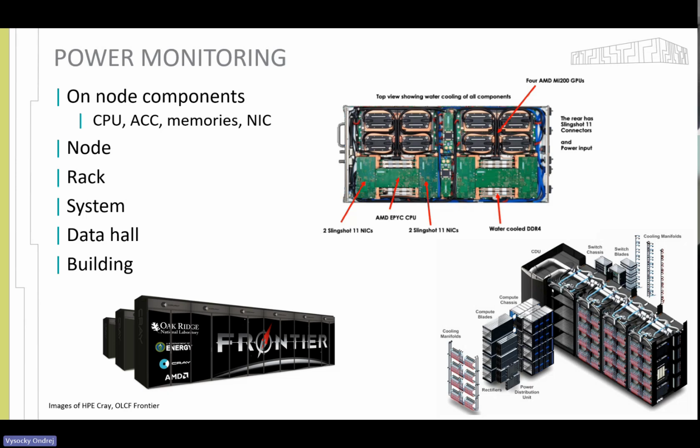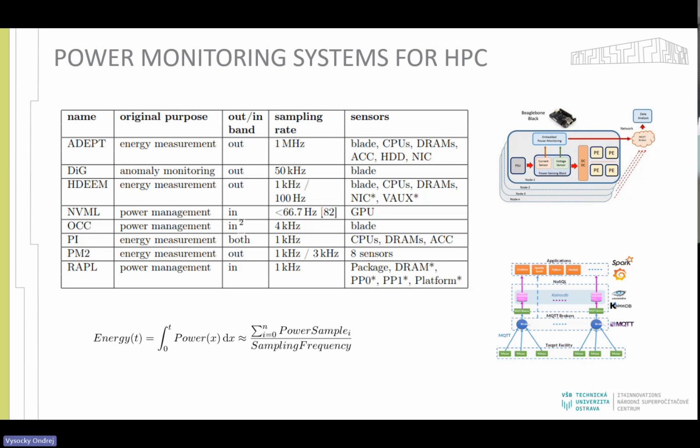And then we have power monitoring on components on the node, typically CPU, GPU, FPGA, or any other kind of accelerator, memories, and interconnect. So these are the usual ones. For on-node power monitoring, there is a list of available ones. This table is outdated because there are some more.